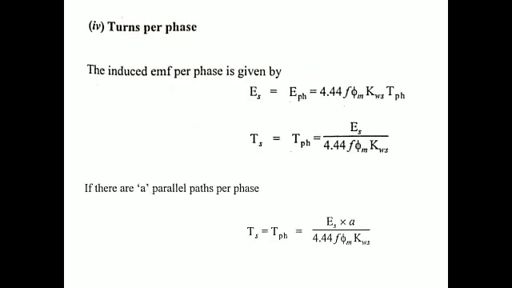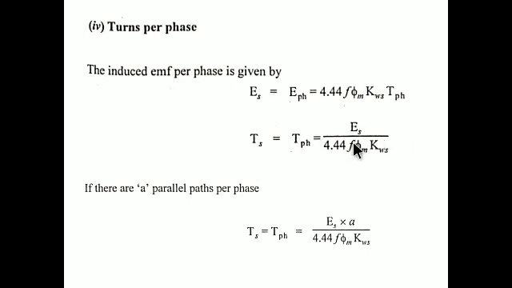Then the next one is turns per phase. It's a simple one. This is T phase, or otherwise Ts. It is gathered by using the EMF equation. So this is the EMF equation of an alternator, and we have T phase here. So rearrange this equation into this pattern. By using this, we can easily find the T phase value.